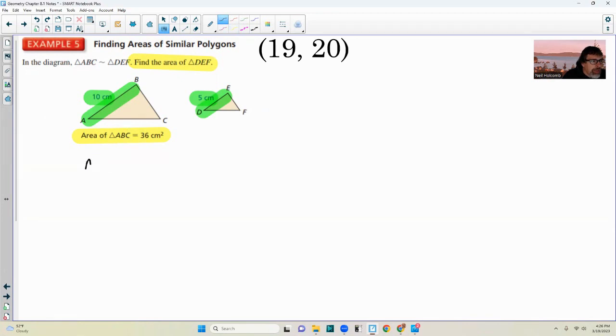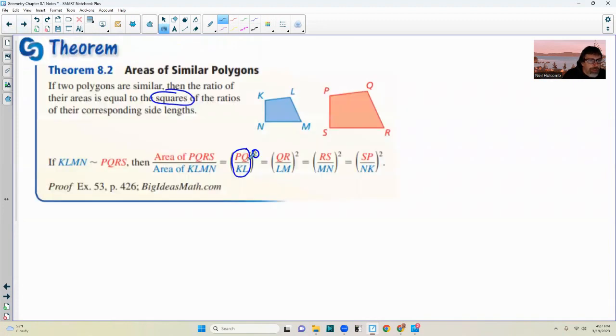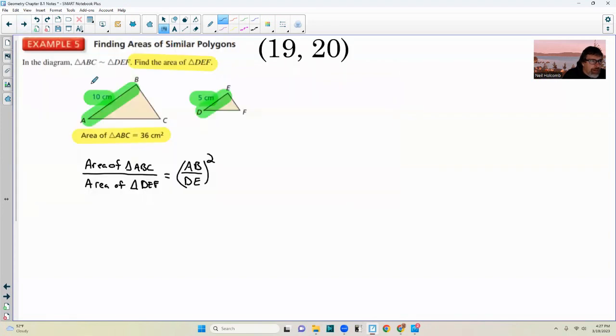And here's what we write. We say, if the area of triangle ABC divided by the area of triangle DEF is going to equal one side corresponding to the other, so it's AB over DE, and that's going to be squared. So I'm just following this rule right here: area divided by area equals side divided by side, quantity squared. That's all there is to it.